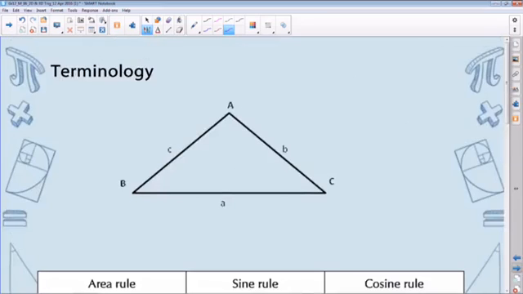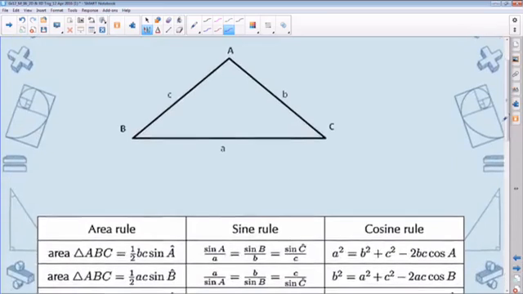I gave you a triangle ABC, and you'll remember the way that we label the sides of the triangle is the side opposite angle A is called little a. The side opposite angle B is called little b. And then the side opposite C is called little c. So that's how you name the sides according to the angles that they are opposite, all right?